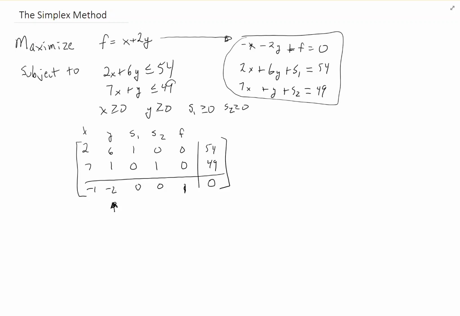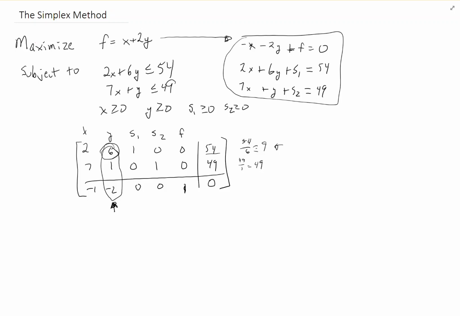And then I want to decide which row to look at. I'm going to do that by taking 54, the number over here, and dividing it by the 6, the value here in my column. And then I also want to take 49 divided by 1, which is 49. 54 divided by 6 is 9. I'm going to choose the smaller of those two numbers, the smallest non-negative number. So that would be the 9. And so my pivot would be the 6 here.